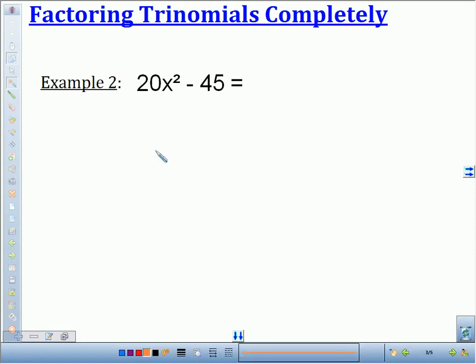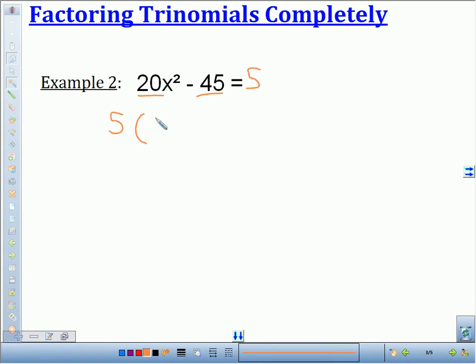Moving on to example number 2. Now this one looks a little strange. Again, on the second day we're looking at some that might look a little strange. What we'll see is that they behave very similarly to everything we've done up to now. First thing we want to do, as with any polynomial that we're going to factor, we want to see if there is a greatest common factor that we can factor out first. So I look at 20x squared, I look at 45, and I say, hey, I can factor out a 5 from both of these.